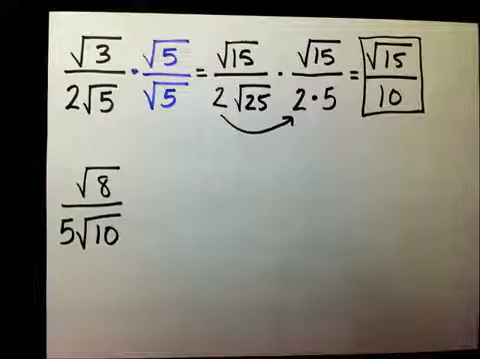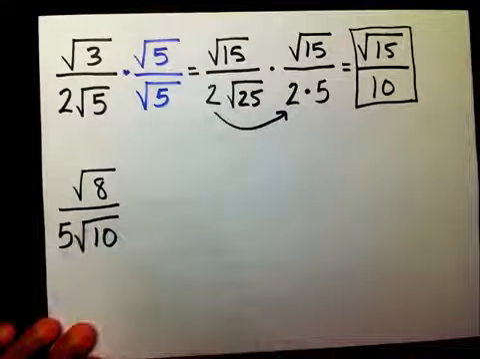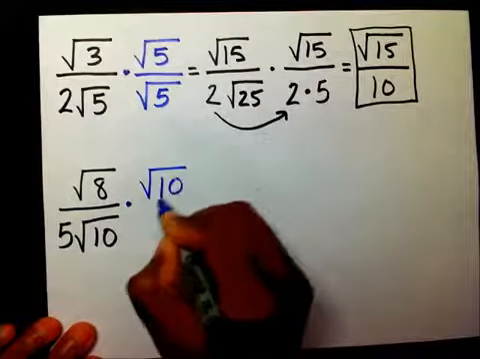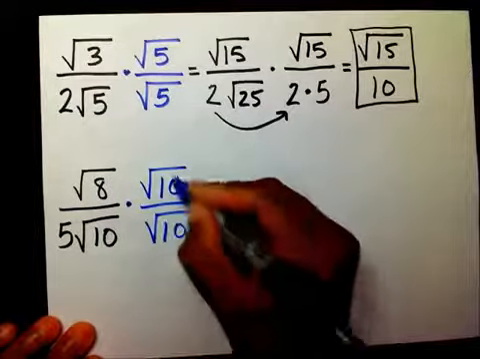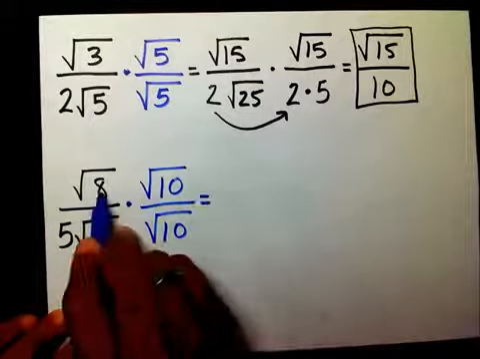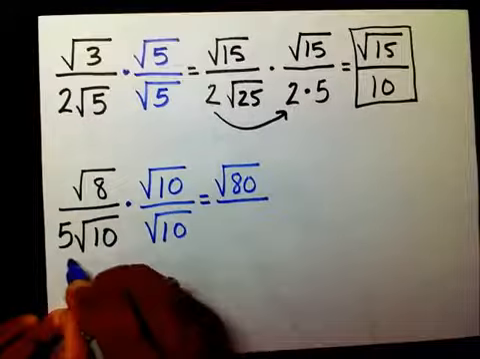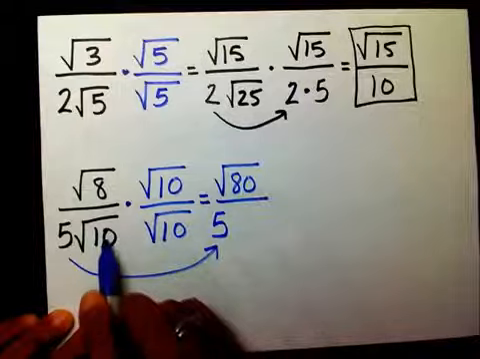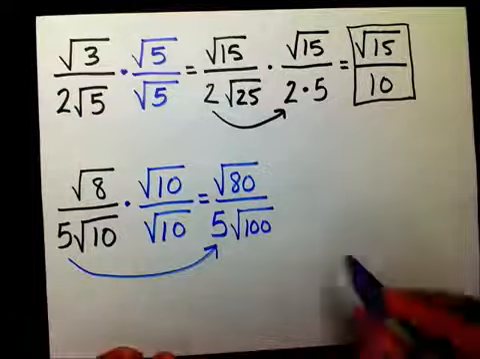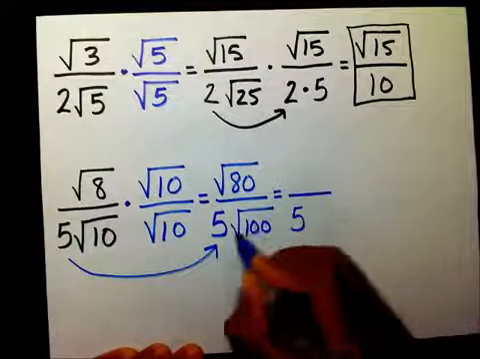Alright, so we have a radical in our denominator, and we want to get rid of this radical in our denominator. You can't have a radical. So we're going to rationalize our denominator, and we're going to multiply the numerator and the denominator by radical 10. So I'm going to multiply radical 8 times radical 10, which is radical 80. And I'm going to bring my 5 over. And radical 10 times radical 10 is radical 100. So now I'm going to bring my 5 over again. And radical 100 is really 10.